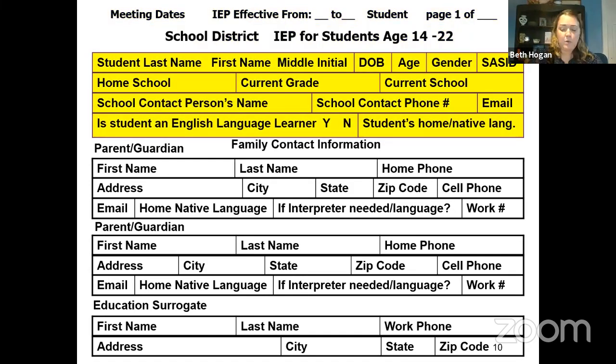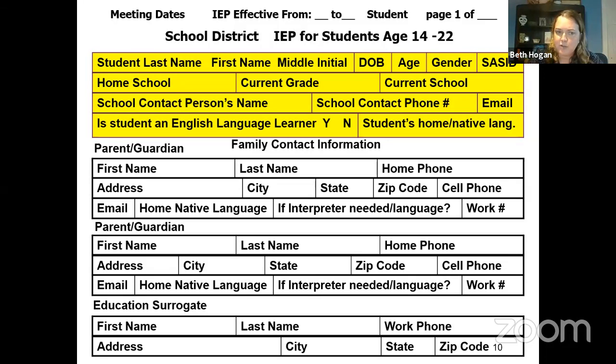As we move down the document, I am out of order in my notes. This is very basic information. You've got your student's last name, first name, date of birth. And then over on the right-hand side, there is an SASID, and that stands for State Assigned Student Identification Number.